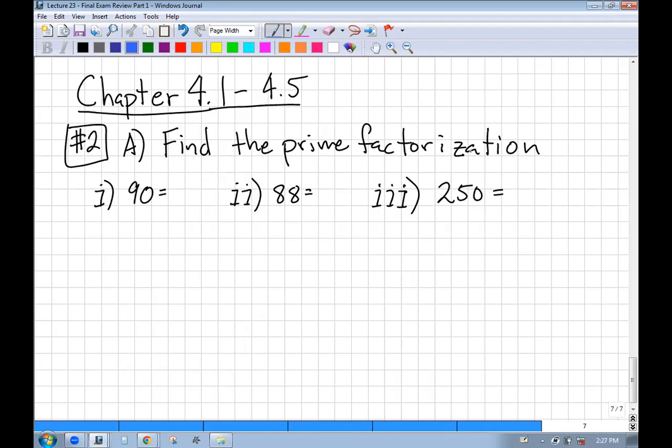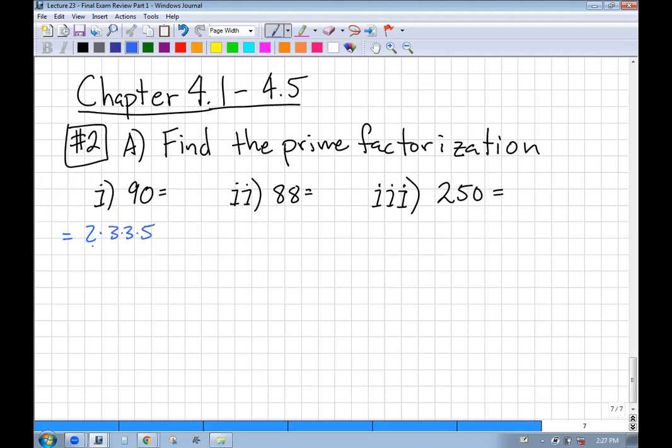All right, find the prime factorization. If y'all remember, this is where you bust these numbers down into products of prime. So I always start with 2. If it's even, see, 90 is 2 times 45. 45 is what, 9 times 5? Then 9 is 3 times 3.